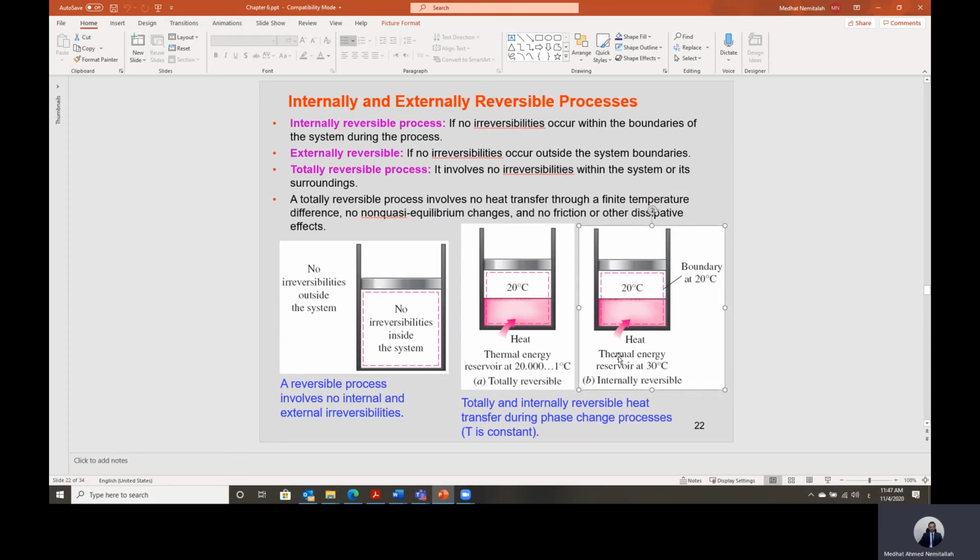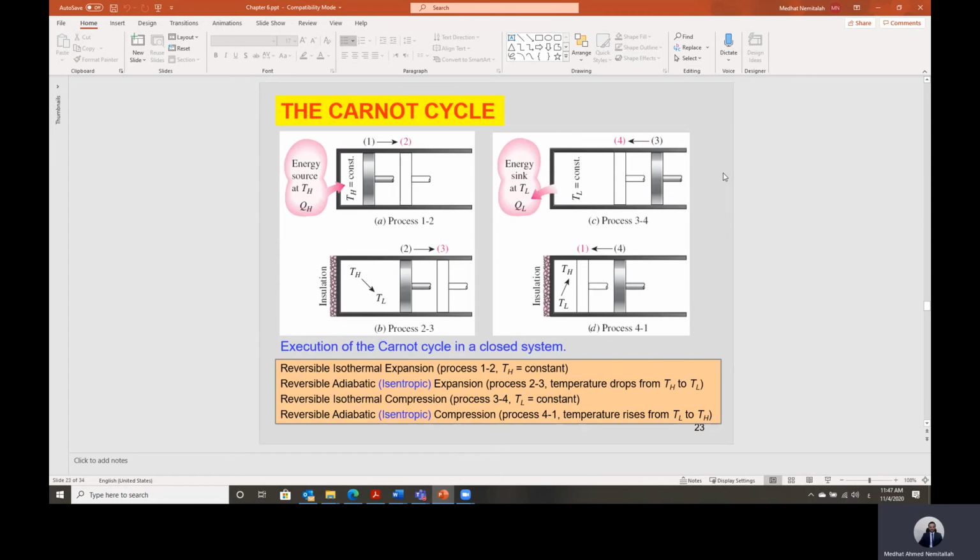But it is not totally reversible, as we have external irreversibilities due to this temperature difference between the surrounding and the system itself. Okay, so a totally reversible process means we don't have any kind of irreversibilities either within the system or outside the system boundary, between the system and its surrounding. Internally reversible, we don't have any irreversibilities within the system, but we have external irreversibilities in this case. So we call this process an internally reversible process.